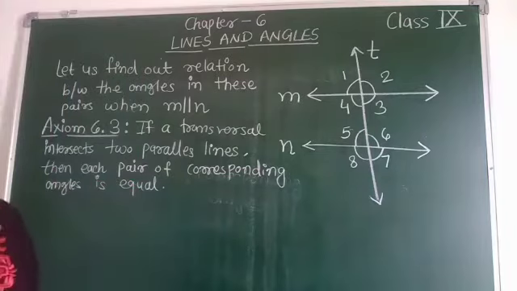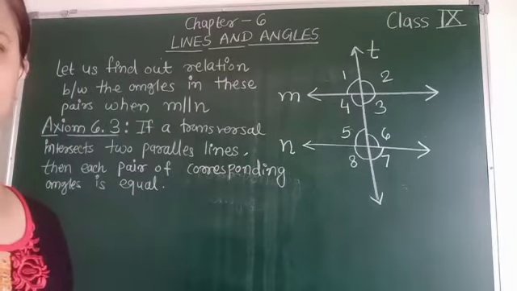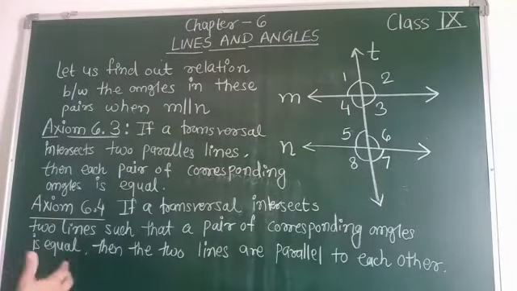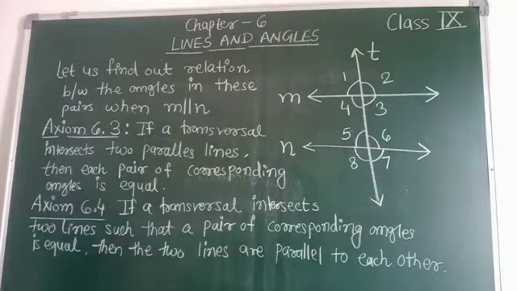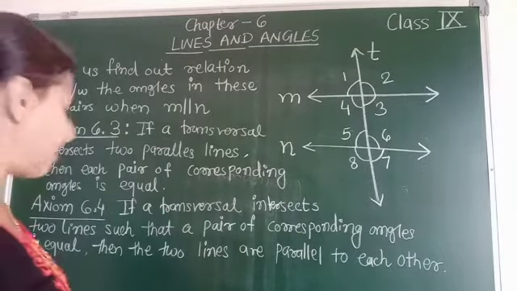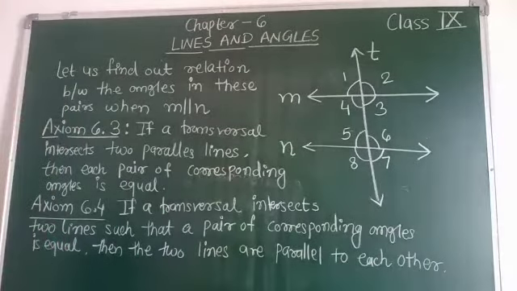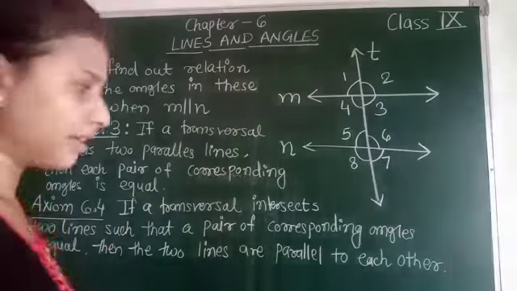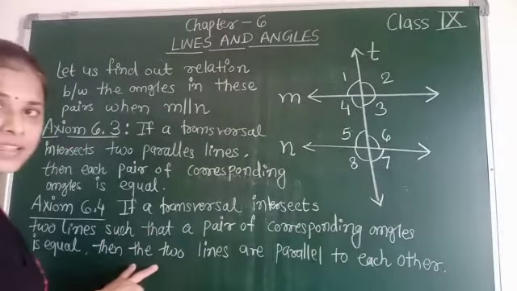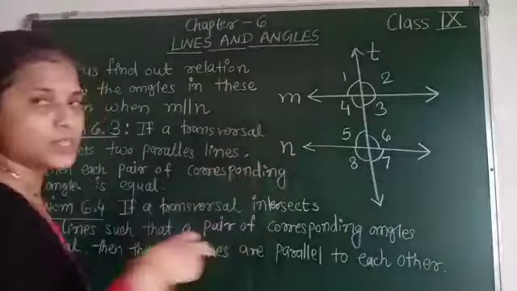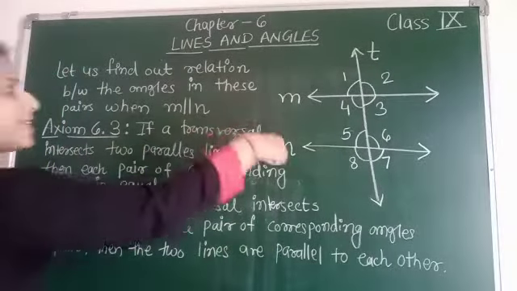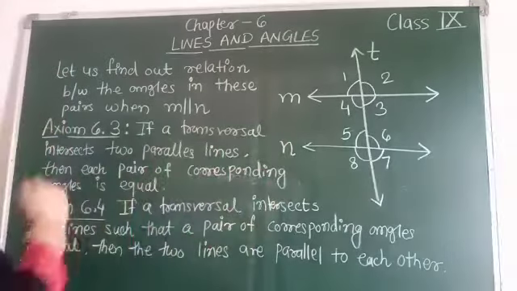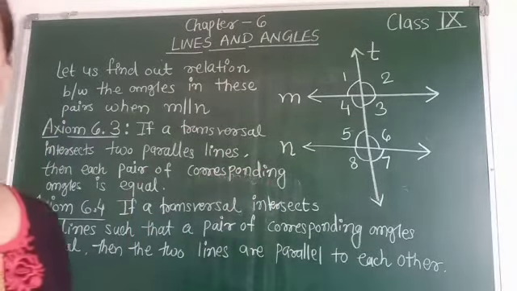And what will be the converse of Axiom 6.3? If a transversal intersects two lines such that a pair of corresponding angles is equal, then the two lines are parallel to each other. It means if corresponding angles are equal, then these two lines will be parallel. And if these two lines are parallel to each other, then corresponding angles are equal.